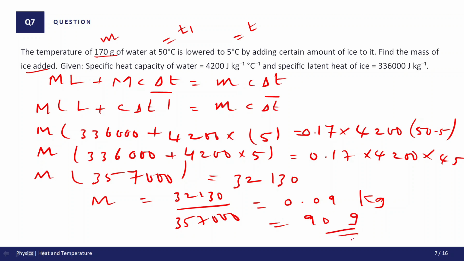So in the left hand side we have taken the equation for the ice gaining the heat energy. The right hand side I have written the water at 50 degrees Celsius losing the heat energy. Our final answer is 90 gram. We will go with the next one.